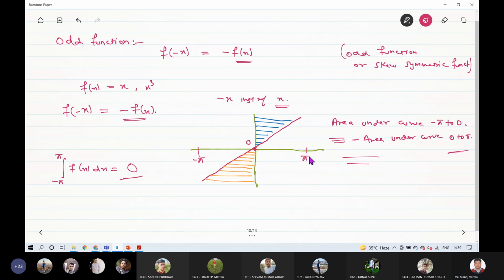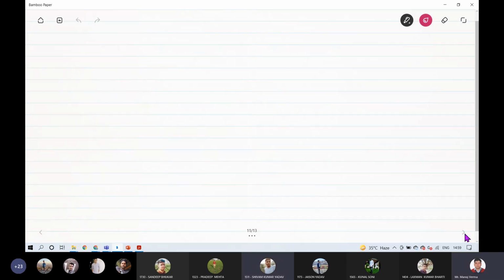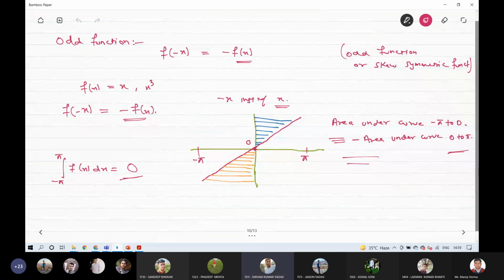Sir, yes, area under the curve is taken between the x-axis and the line. Yes, I have drawn it. Okay, good. Yes, it should be in a horizontal way. It should be something like this.